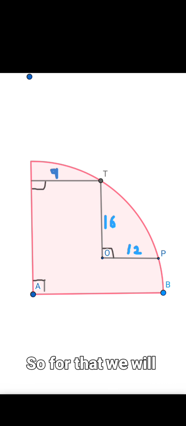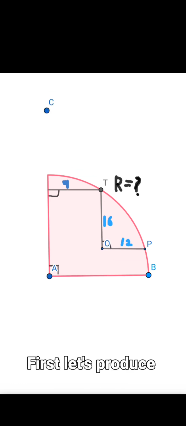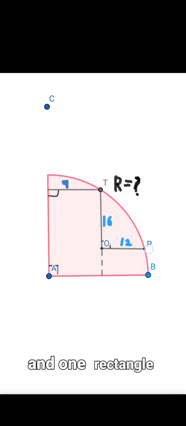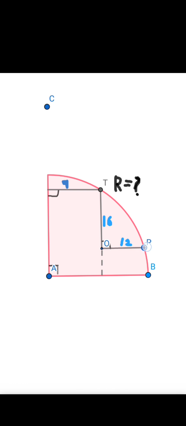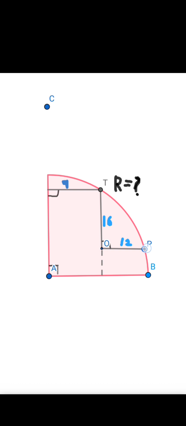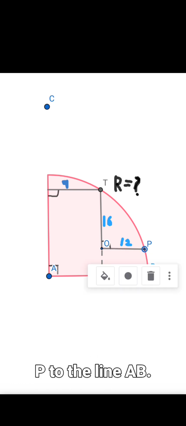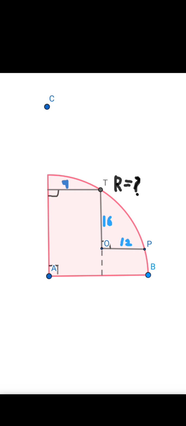So for that we will produce two lines so that we can get the rectangles. First, let's produce the line TO and one rectangle is completed. And in order to complete the other one, we will drop a perpendicular from P to the line AB.